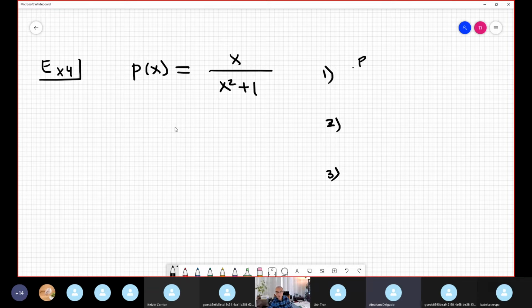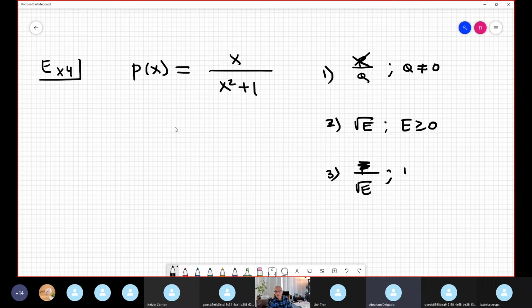Restriction 1 is P divided by Q, where Q is non-zero. I don't care about P. P does not participate, so this element is completely irrelevant. Restriction 2 is a radical of E, where E is greater than or equal to 0. And P divided by radical E, this one is not important, E must be positive.